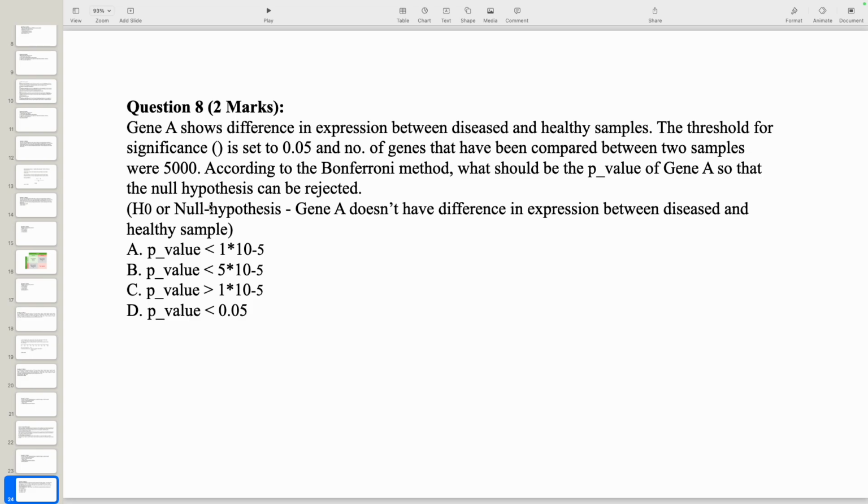Has anyone got the answer for this question? Please take few minutes and try to solve this question.